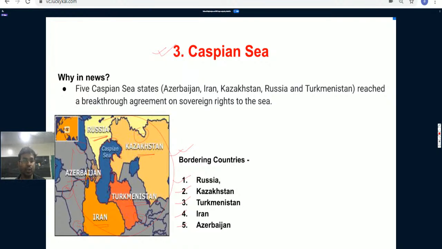Related to this topic, we will see why the Caspian Sea was in dispute recently and how that dispute has been settled. Why was it in news? The 5 Caspian Sea states, Azerbaijan, Iran, Kazakhstan, Russia and Turkmenistan, reached a breakthrough agreement on sovereign rights on the sea. Each country was asserting its right over the Caspian Sea, and it had slowly and gradually reached a point of conflict. So these countries have come together to settle their conflict, and how those conflicts have been resolved we are going to discuss now.